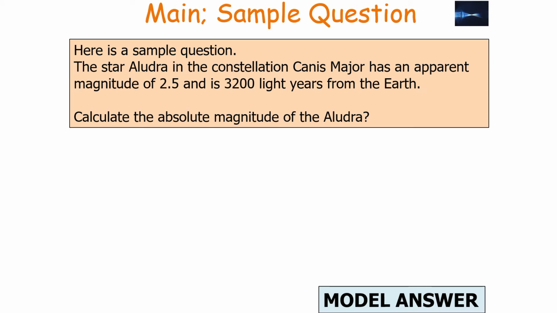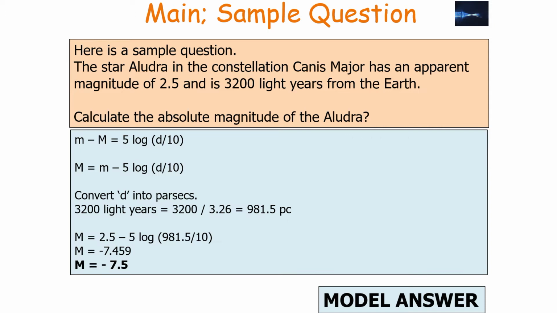So here's a sample question. The star Aludra in the constellation Canis Major has an apparent magnitude of 2.5 and is 3,200 light years from the Earth. What is the absolute magnitude of Aludra? Well, the first thing you do is you convert your d into parsecs, so 3,200 divided by 3.21 is 981.5 parsecs. So you can then work it through by popping the numbers in, and you get your answer to be big M equals minus 7.5.